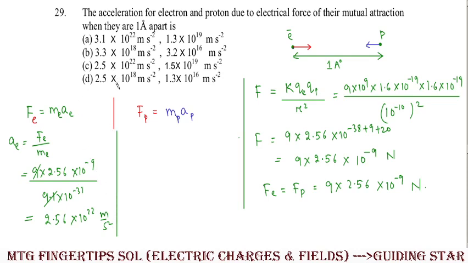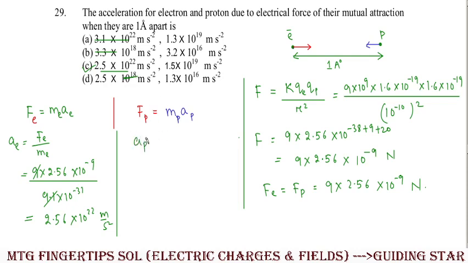So 2.56 into 10 to the power 22. So this is wrong, this is wrong. This particular value we can take approximately 2.5, so 18 will not be there. Similarly, let's check whether the second is correct or not.